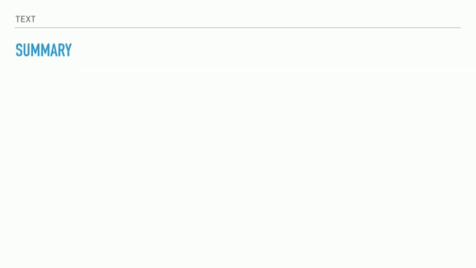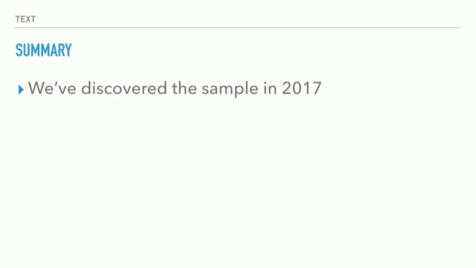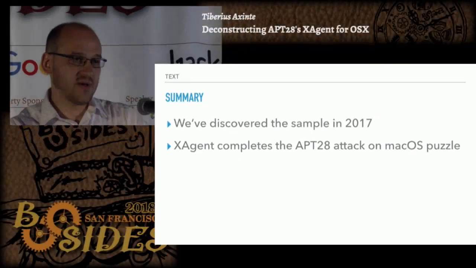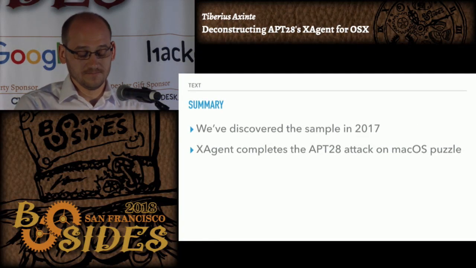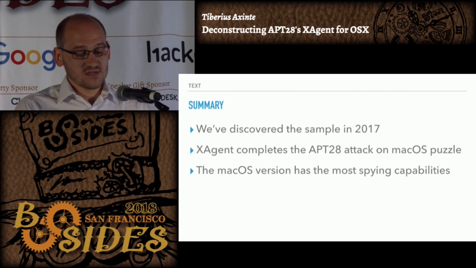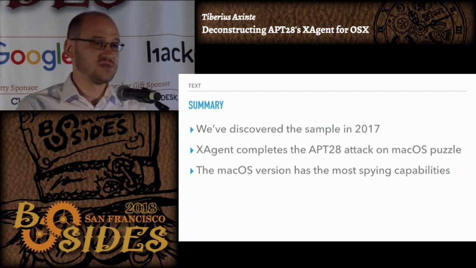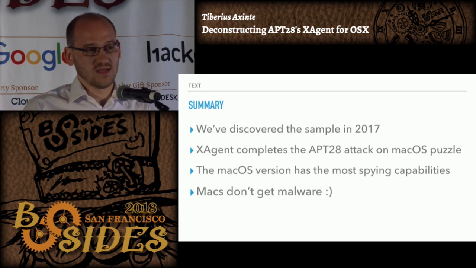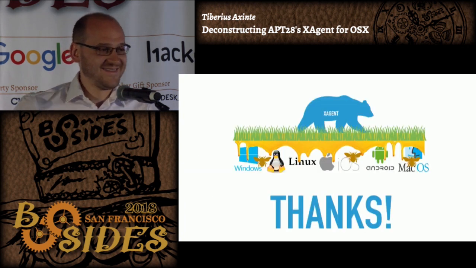So as a summary for the presentation, we discovered the sample last year, in 2017. XAgent completes the APT28 attack puzzle, where a piece was missing. We only had the dropper and the downloader from 2016. And as we've seen, the Mac version has the most spying capabilities, so we cannot say anymore that Macs can't get malware, right? Thank you.